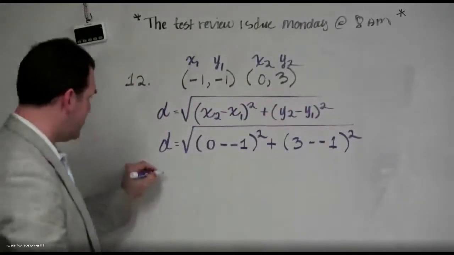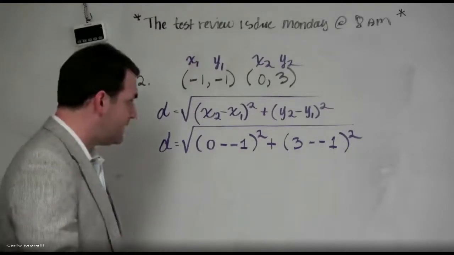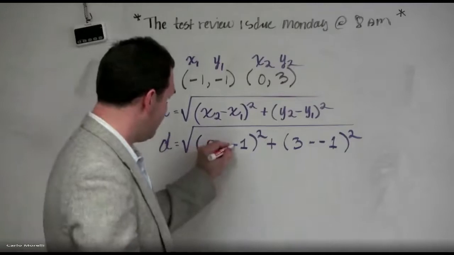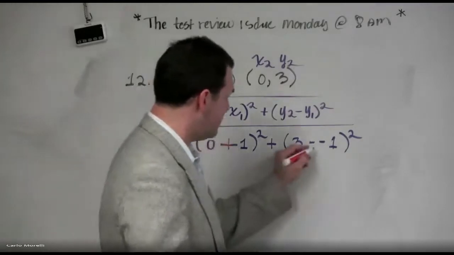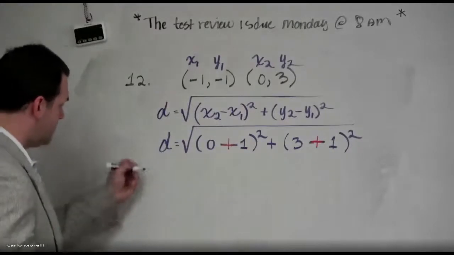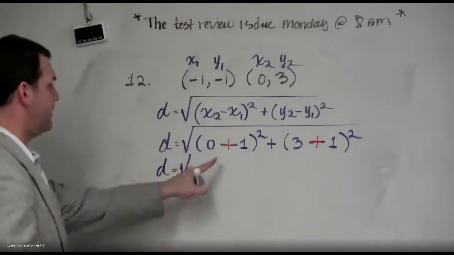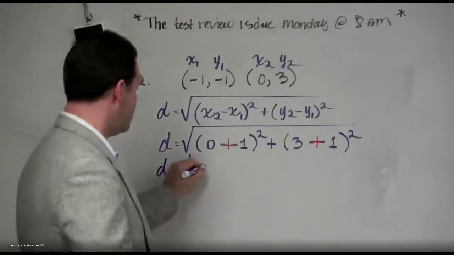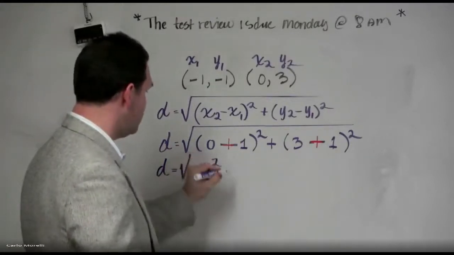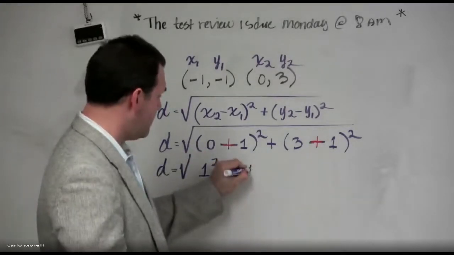And now we're going to continue to simplify. We can combine these two double negatives into a plus sign. Here we go, here and here. So distance equals the square root of 0 plus 1 is 1. So we're going to go ahead and write 1 squared, plus 3 plus 1 is 4, and we're going to go ahead and write 4 squared.